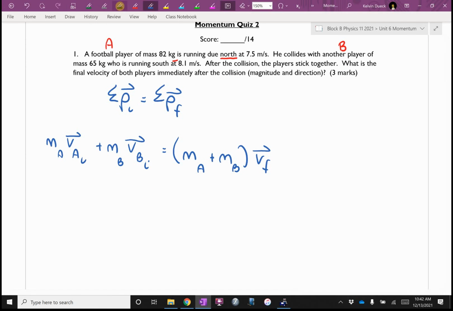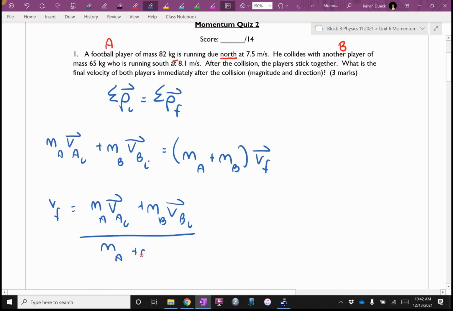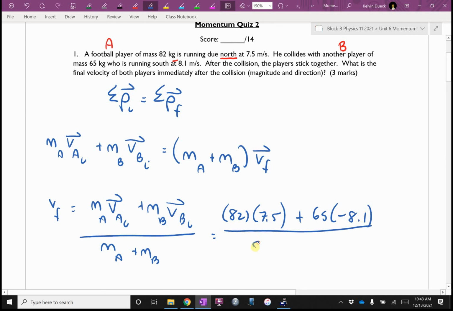So I think I'm going to get this. V final is going to be MAVA initial plus MBVB initial, all over the mass of them both because they stuck together. It's going to be 82 times 7.5 plus 65 times negative 8.1, all over 82 plus 65.